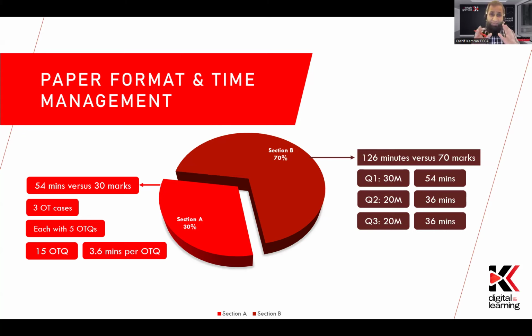So this is what the paper looks like. You have a section A with 15 OT questions, and you have 3 OT cases. And you have a total time spent of 54 minutes. On section B, you have 126 minutes for the 70 marks of the paper. And I've given you the breakdown of question 1, 2, and 3 and how the split of marks will be.